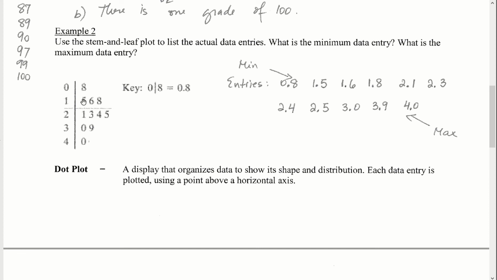The next row would be 1.5, 1.6, 1.8. We have 2.1, 2.3, 2.4, 2.5, 3.0, 3.9, and also 4.0. So by having that key, again, the key is very essential. Just a stem leaf plot by itself is not informative. You always should give a key or describe how to translate it, give definition to what the stem means and what the leaf means.